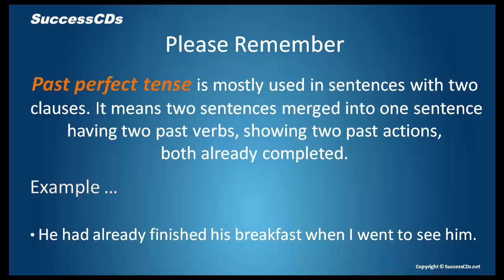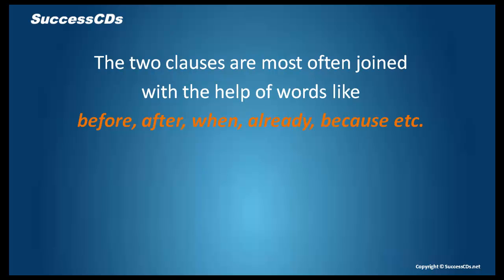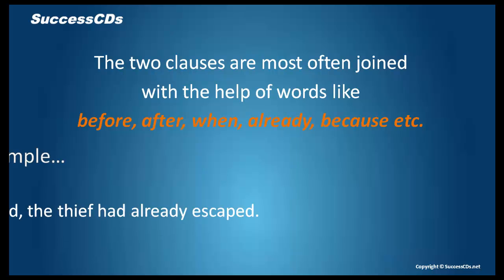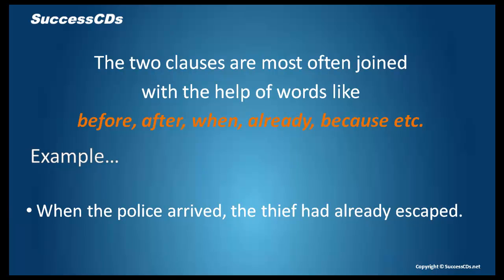This sentence has two sentences which have become clauses. He had already finished his breakfast. I went to see him. These two sentences become clauses when they are joined with an adverb like when. He had already finished his breakfast when I went to see him. The two clauses are most often joined with the help of words like before, after, when, already, because, etc. Example, when the police arrived, the thief had already escaped.